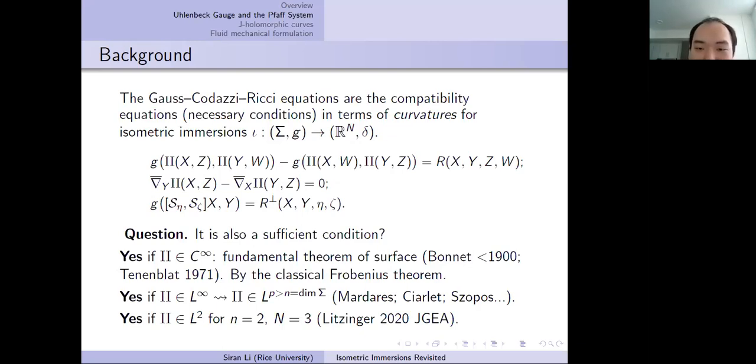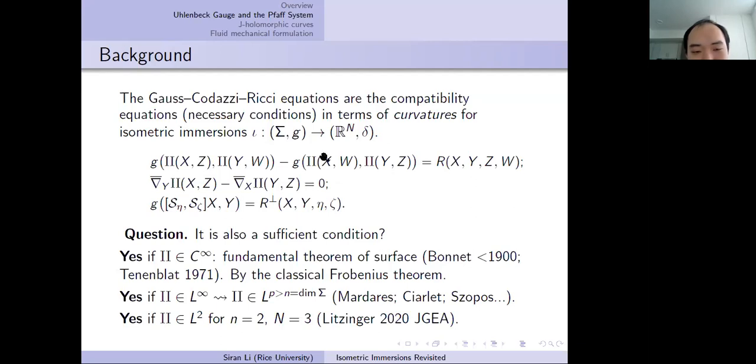These are the necessary conditions, or the compatibility equations, formulated in terms of curvatures for the existence of isometric immersions. For this part, I consider the isometric immersion of a little n dimensional manifold Sigma into R^N for capital N. So I consider the ambient space to be Euclidean. The equations are as follows. The first one is the Gauss equation.